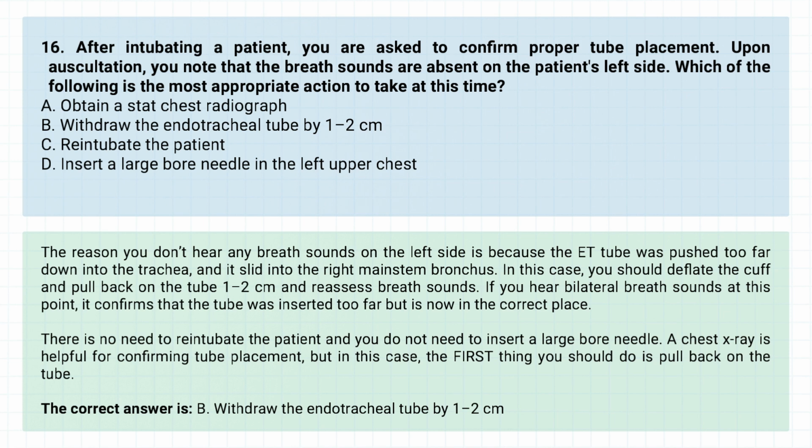There is no need to re-intubate the patient, and you do not need to insert a large bore needle. A chest X-ray is helpful for confirming tube placement, but in this case, the first thing you should do is pull back on the tube. So, by using what we know about the intubation procedure, as well as the process of elimination, you know that the correct answer has to be B. Withdraw the endotracheal tube by 1 to 2 centimeters.